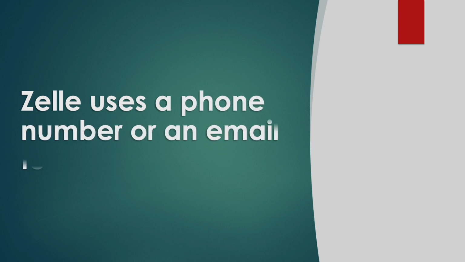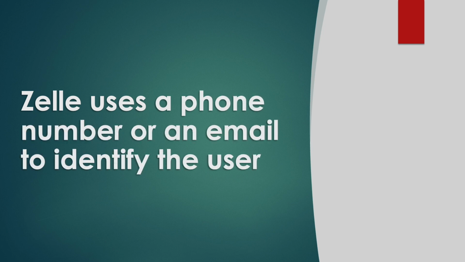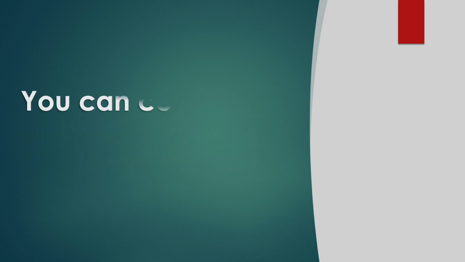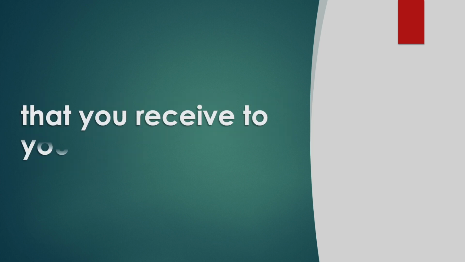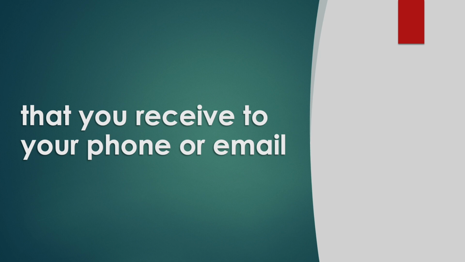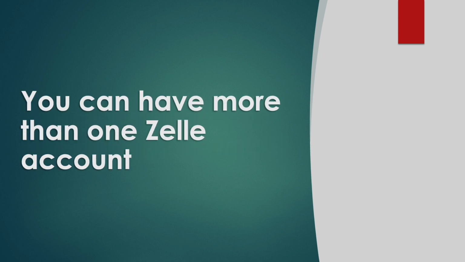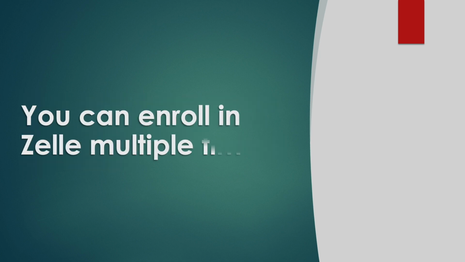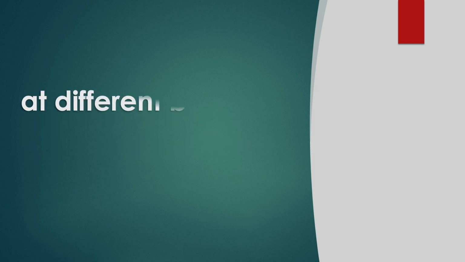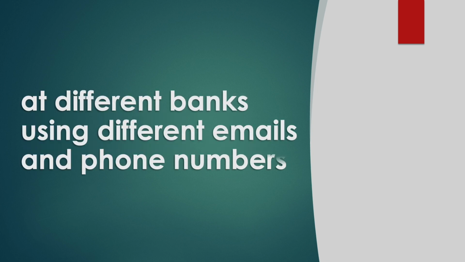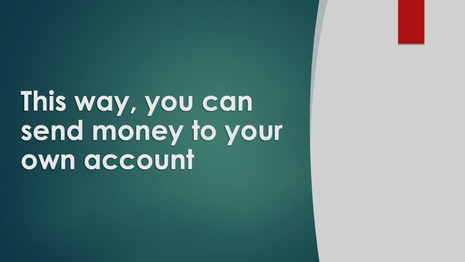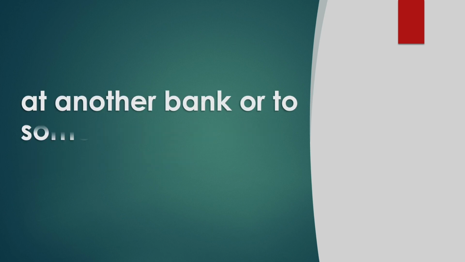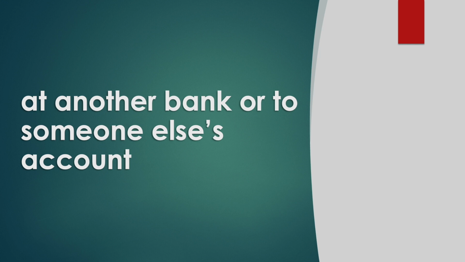Zelle uses a phone number or an email to identify the user. You can confirm that you own an account using OTP that you received to your phone or email. You can have more than one Zelle account. You can enroll in Zelle multiple times at different banks using different emails and phone numbers. This way you can send money to your own account at another bank or to someone else's account.